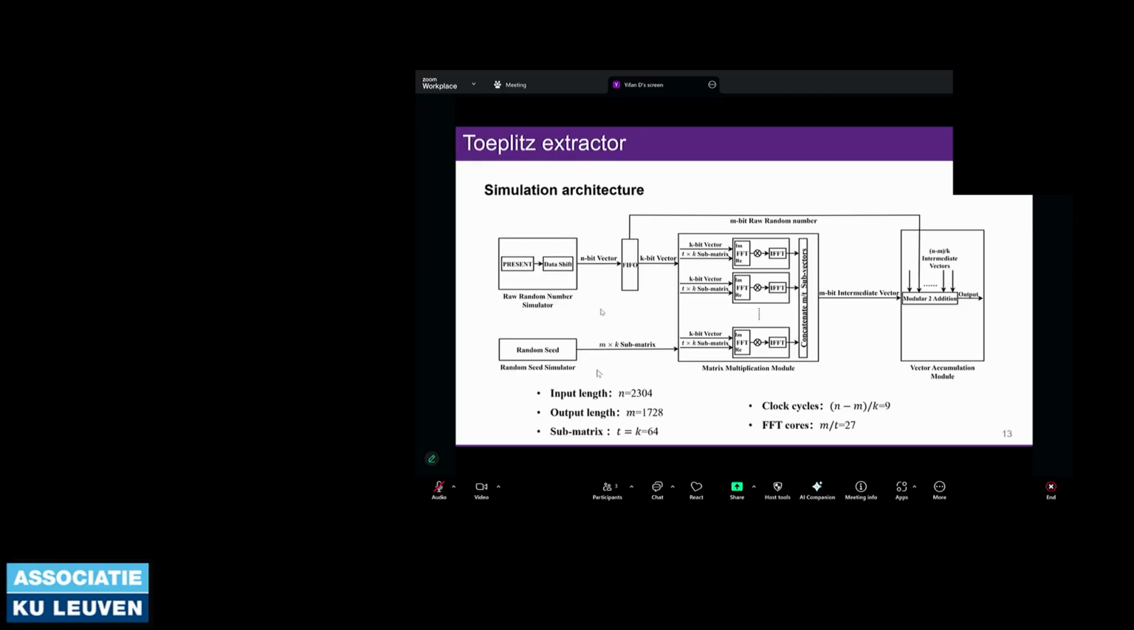The matrix multiplication module receives a k-bit vector and an m by k submatrix and splits the submatrix into several smaller t by k submatrices. The vector accumulation module adds all intermediate vectors and the first m bits of the raw random number to get the final output. So this is the whole simulation architecture of the Toeplitz extractor.